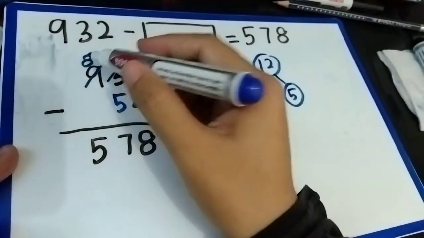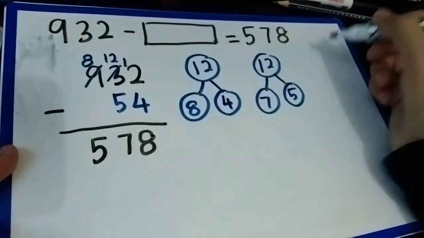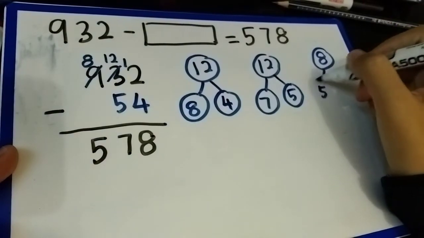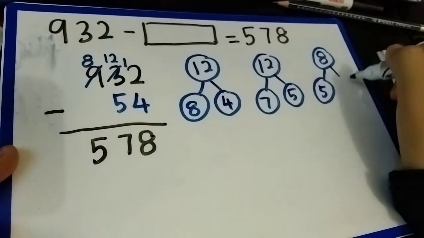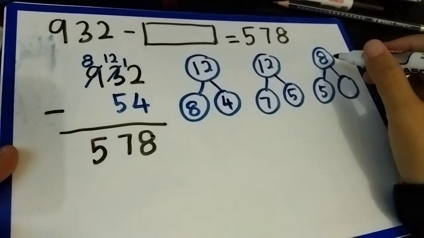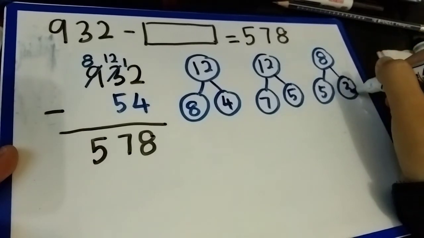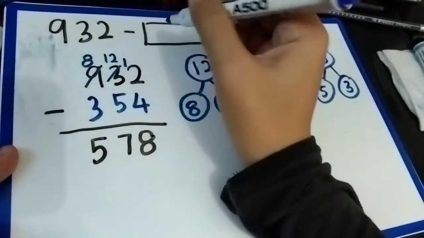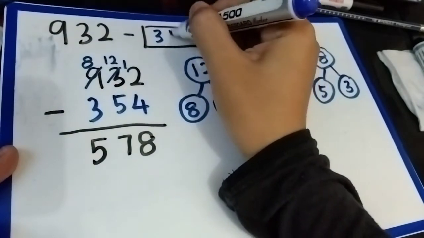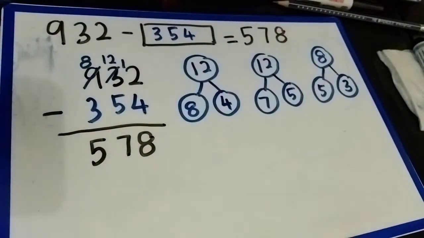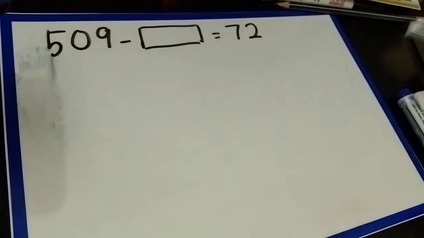And then 8 minus what? You get 5. Okay, 8. The first digit is 5. And the second digit is, okay, guess. Yeah, 5 plus what is equal to 8? 5 plus 3 is equal to 8. So the answer is 354. Yes, that's correct. Okay, let's try with another number.